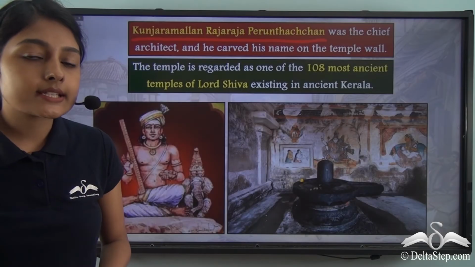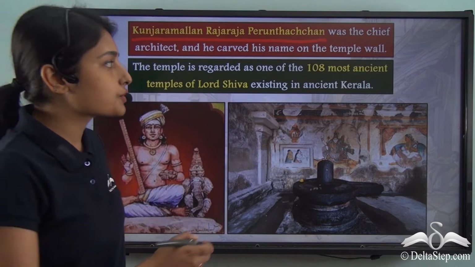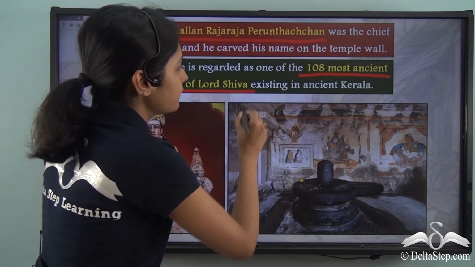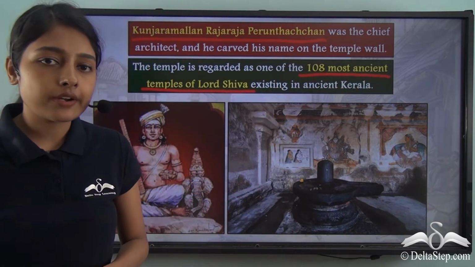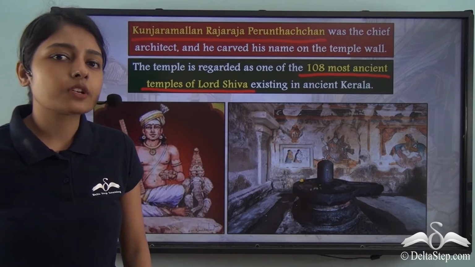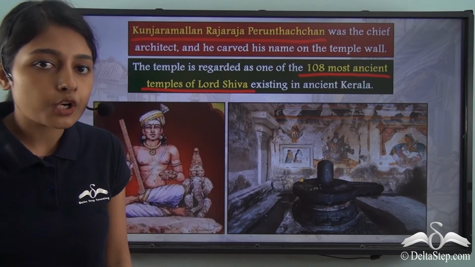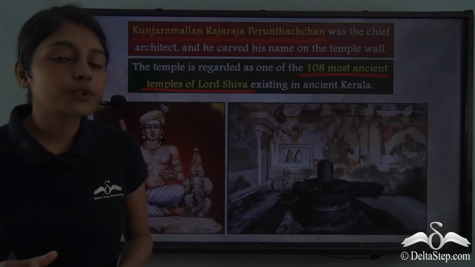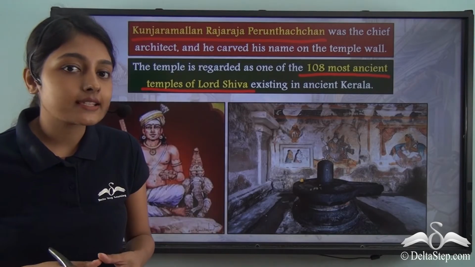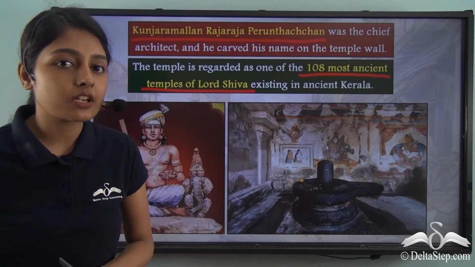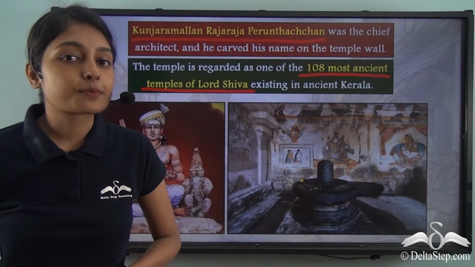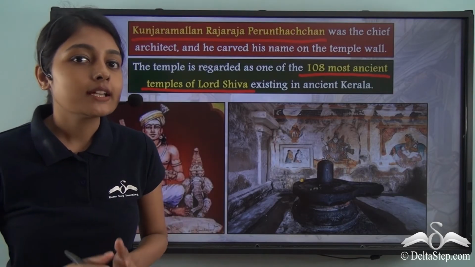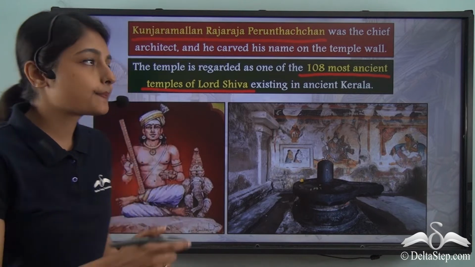And this temple is considered as one of the 108 most ancient temples of Lord Shiva existing in ancient Kerala. In fact, it is one of the most honored temples of Lord Shiva that one could find in medieval India. So this was a brief lesson on the history of the Raja Rajeshwara temple. Now let us proceed with this lesson and find out a few more details about this Raja Rajeshwara temple.